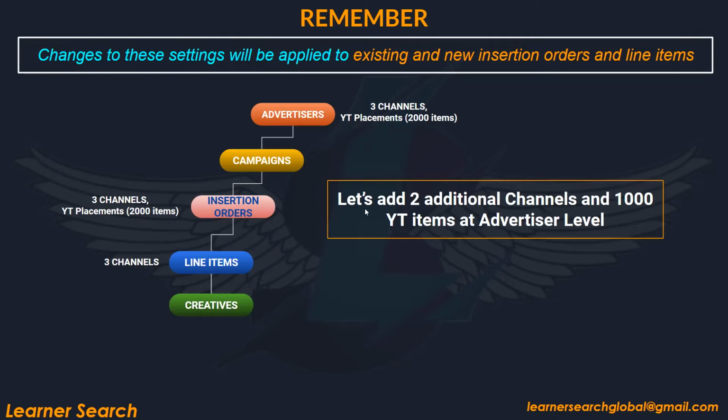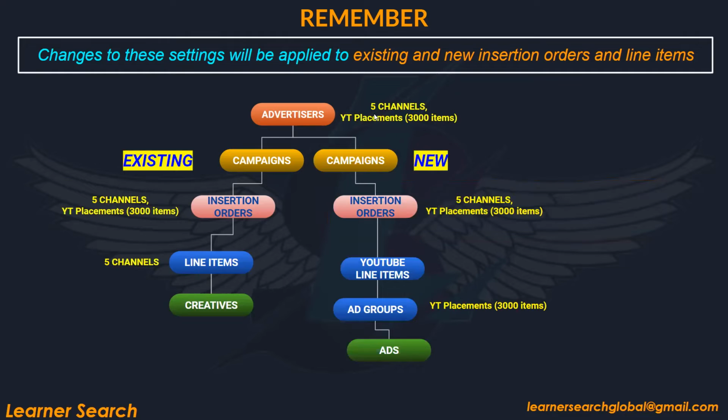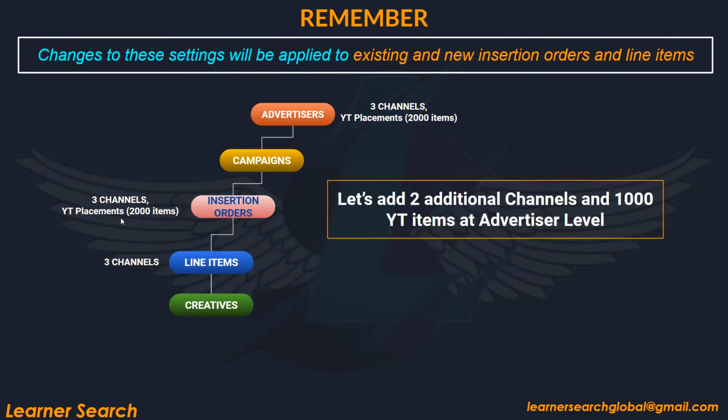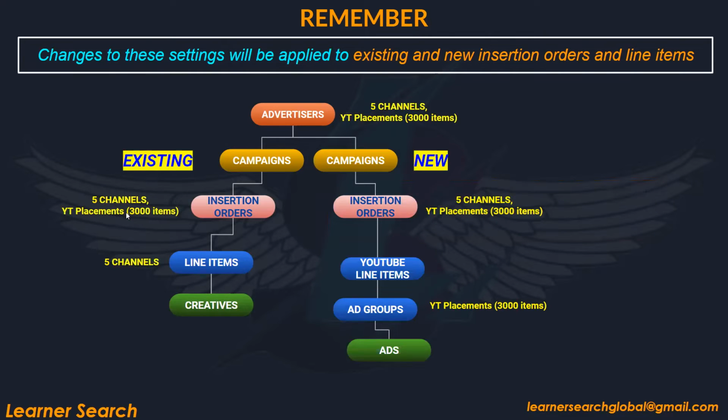So what we can do is, let's add 2 additional channels and 1000 YouTube URLs at advertiser level. Once I do that, changes to these settings will be applied to existing ones. So whatever we created earlier is the existing one. When I change from 3 to 5, and when I change this number from 1000 to some extra numbers, whenever something is added, the existing will also get impacted. Previously it was 3 channels and 2000. Now it is 5 channels and 3000 for the existing one.